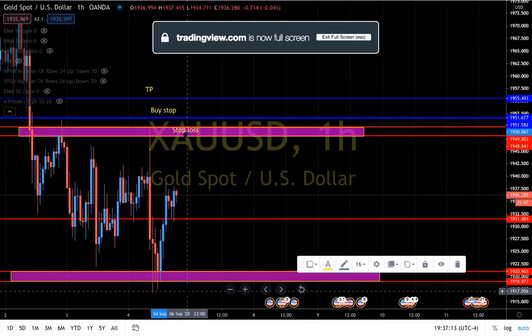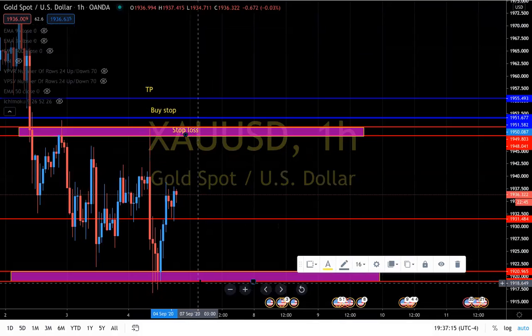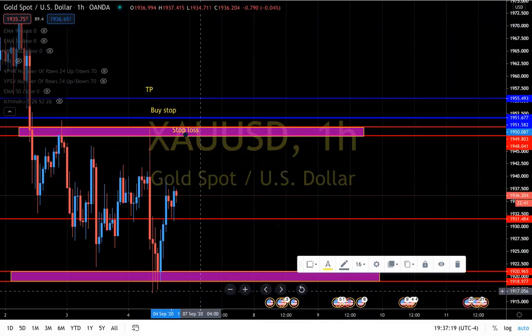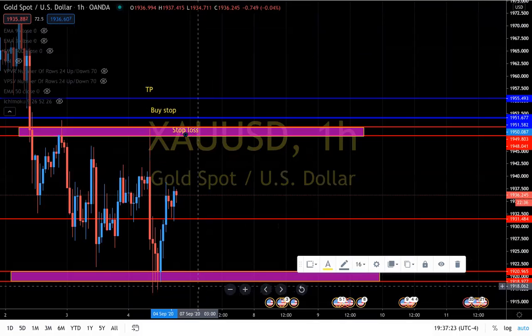So you could either do it right here from the lowest point for your entry, or you could do below these wicks. Which one would you rather do? Below these wicks or below the lowest point? Right before the lowest point. Right before the lowest point? Okay.